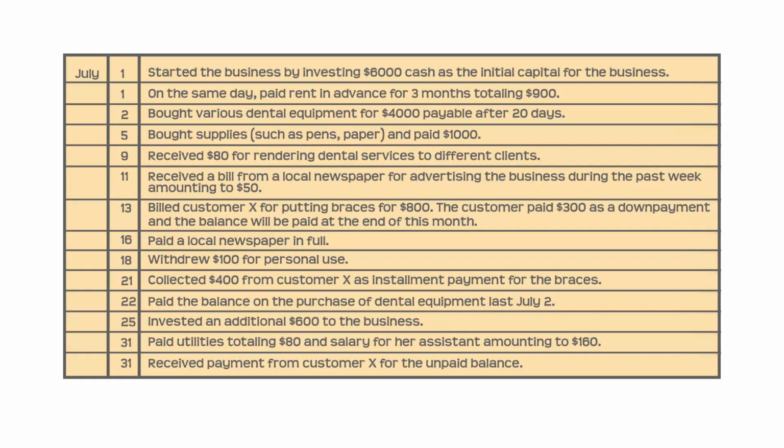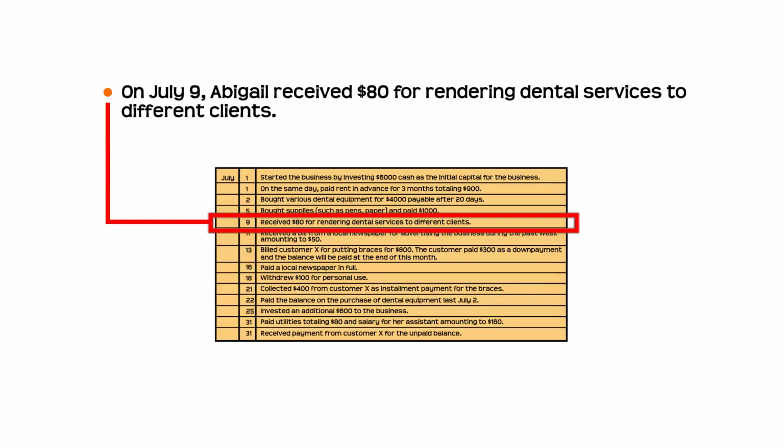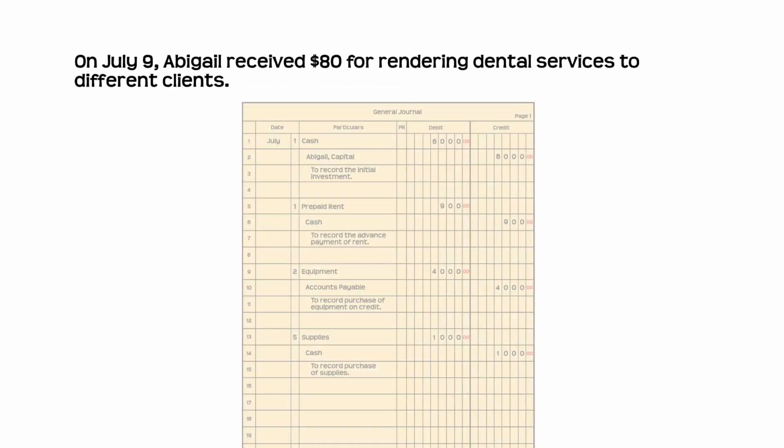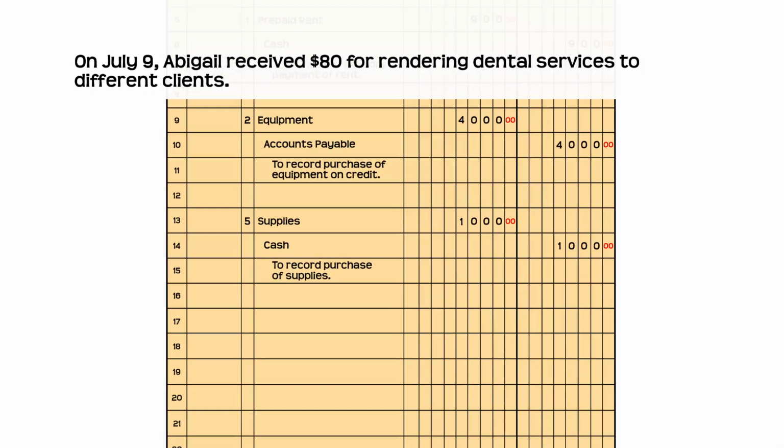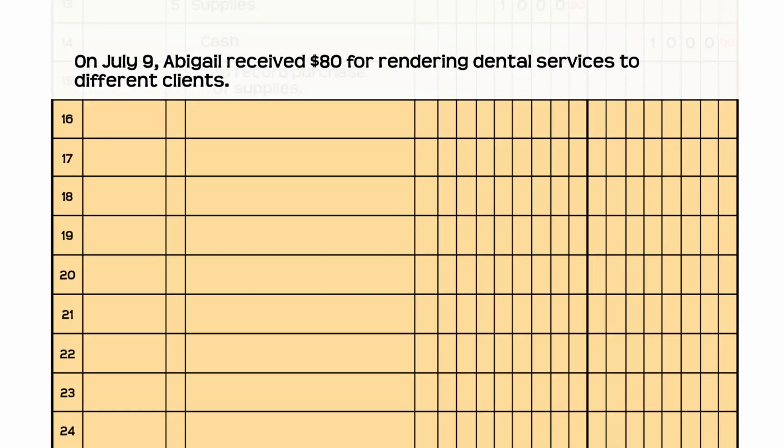On July 9, Abigail received $80 for rendering dental services to different clients. Debiting cash is the first thing to do since Abigail received it. The next one is to know what should be credited. Abigail received the cash by rendering dental services to customers. Thus, she should recognize income. So, crediting service income will do.